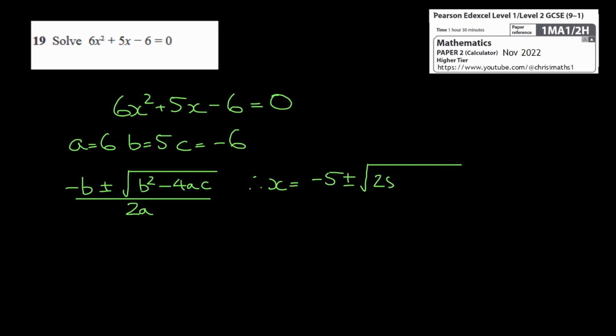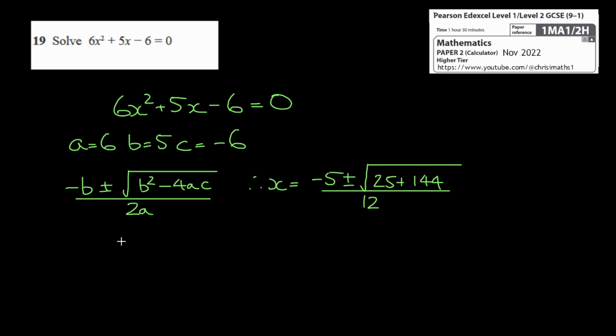of 25, minus 4 times a times c. A times c is 36, times 4 is 144, but it will be negative 144 with the negative 6 that c has, but we're going to make that positive by the negative sign here. So this is plus 144, all divided by 12.